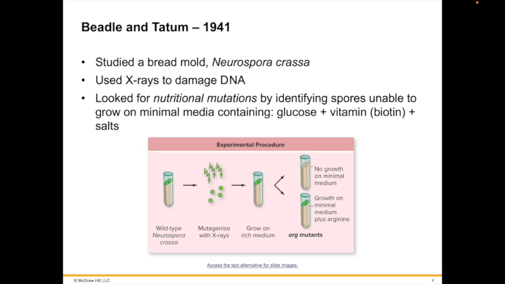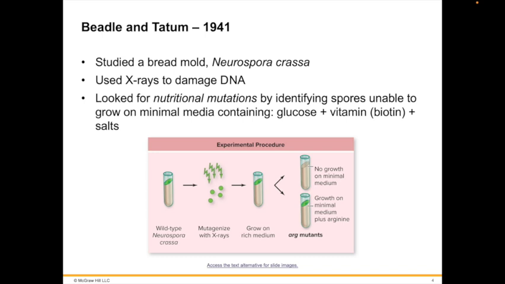Beadle and Tatum chose the bread mold Neurospora crassa for their experiments. This fungus can be grown readily in the laboratory on a defined medium consisting of only a carbon source, glucose, and a vitamin, biotin, plus inorganic salts. This is called minimal medium because it represents the minimal requirements to support growth. Any cells that can grow on minimal medium must be able to synthesize all necessary biological molecules.